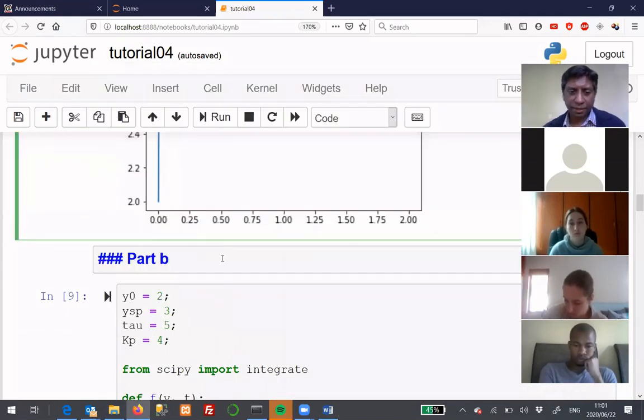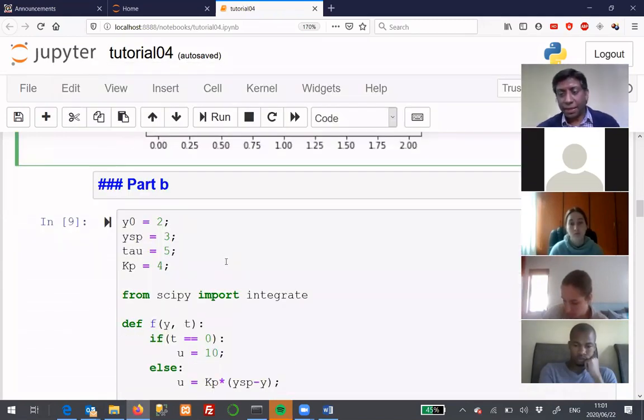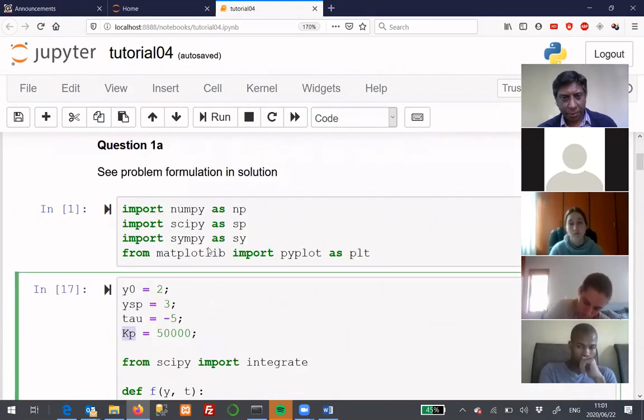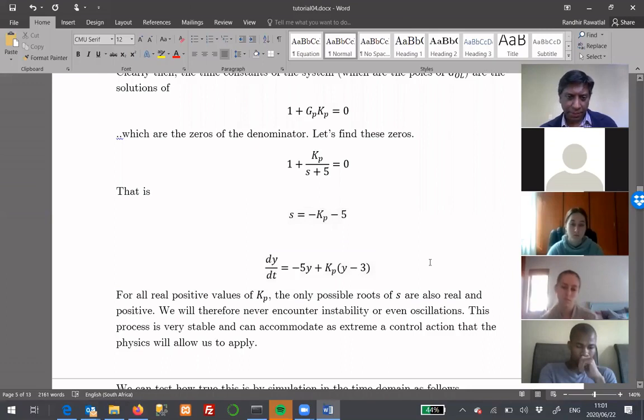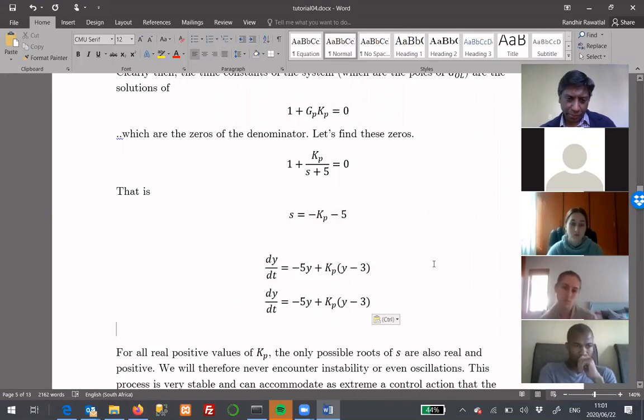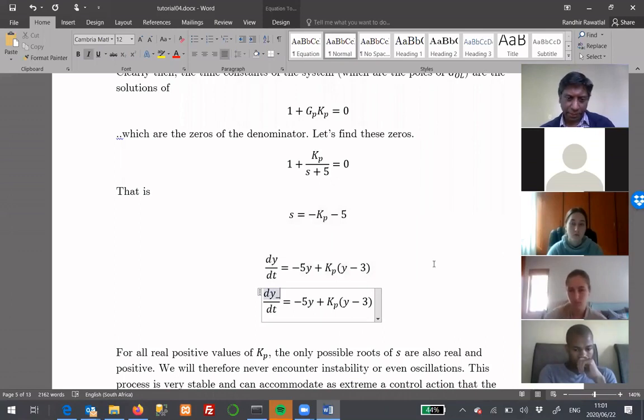In fact, there's another version of this problem. Let's say this wasn't a first order lag, right? So let's say the problem wasn't minus 5y. Let's say instead the problem was plus 5y. So that's part B of question 1, right? Let's just call this y2. So let's say we had a different version of this problem, which was 5y.